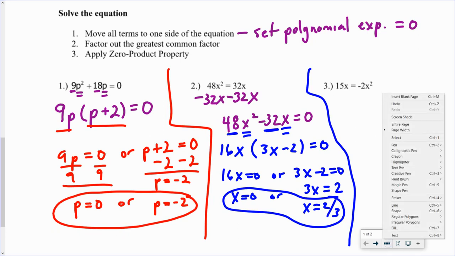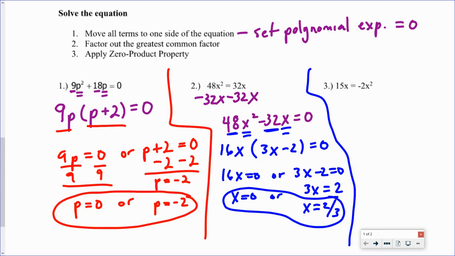All right, finally, our third example. So we've got 15x equals negative 2x squared. Things tend to work out a little bit nicer if the leading coefficient, the coefficient of your term with the highest degree, is positive. So what I'm going to do here is add 2x squared to both sides, just so my leading coefficient is positive. So it's going to give me 2x squared plus 15x equals 0.